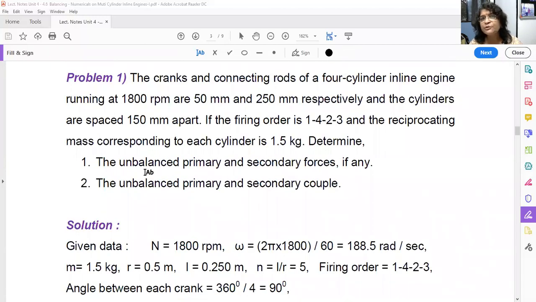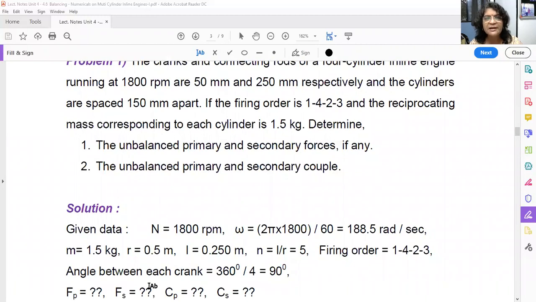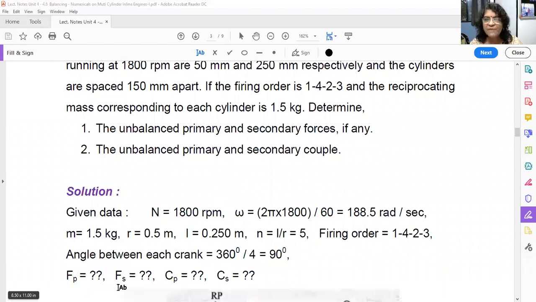Then what we are supposed to find out? Unbalanced primary and secondary forces and primary and secondary couples. So FP question mark, FS question mark, CP question mark, CS question mark. P stands for primary, S stands for secondary, F for force, C for couple.